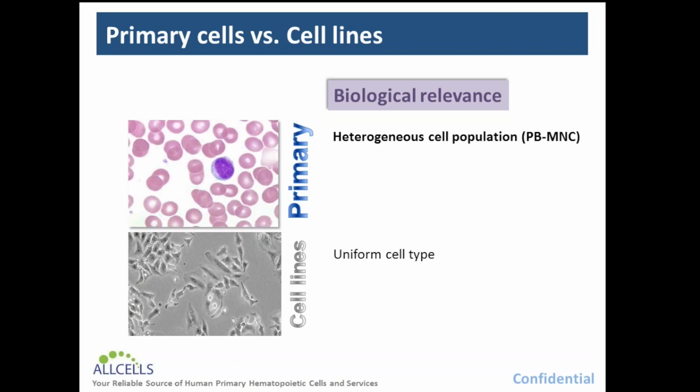In contrast, peripheral blood mononuclear cells, or PBMNCs, are a commonly used primary cell that reflects the heterogeneity of the blood, containing lymphocytes, monocytes, and granulocytes. PBMCs, in contrast to a cell line, represent the multicellular complex content of a tissue, in which cell-cell interactions and tissue environment can play a role in responses to external stimuli.